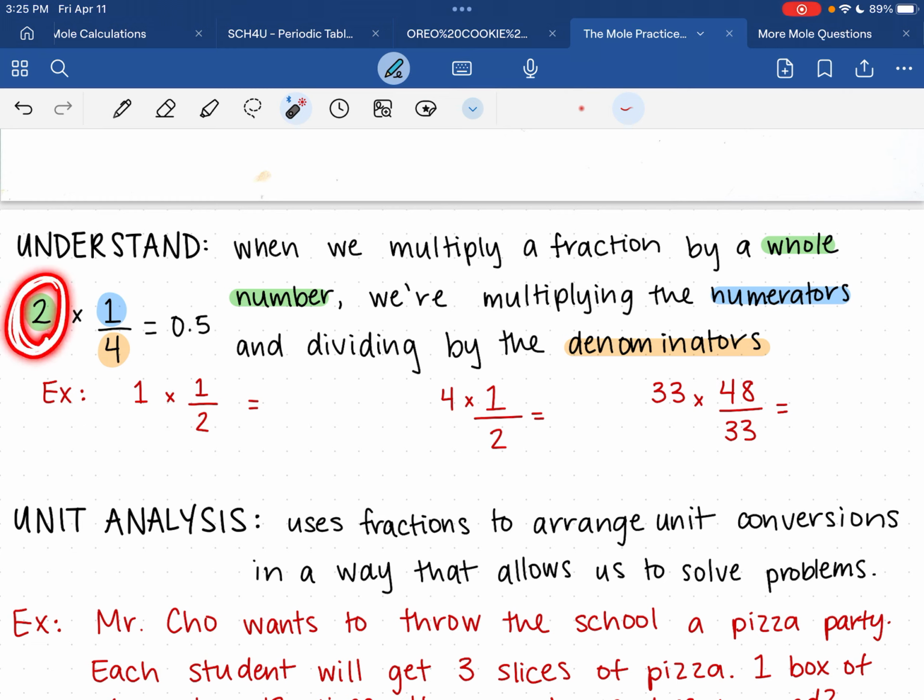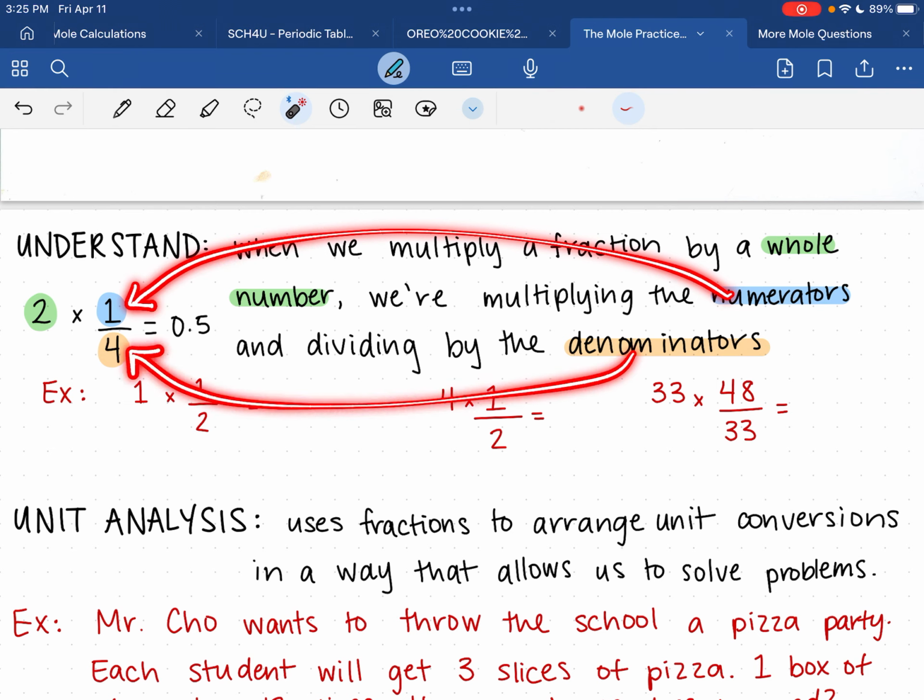When we multiply a whole number by a fraction, what we're really doing is we're multiplying the numerators together. So basically 2 times 1. So these numerators are over on the side. So I've got my whole number in green here. And I've got my fraction in blue at the top and orange in the bottom. So the whole number right here, numerator right here, and then denominator right here.